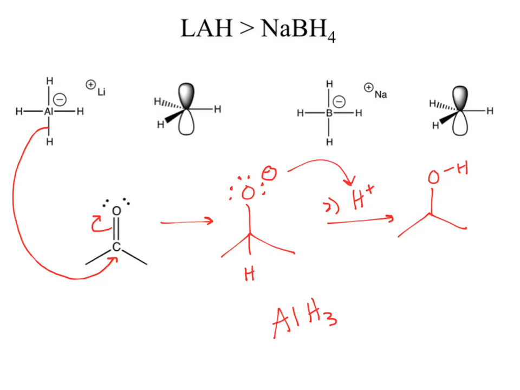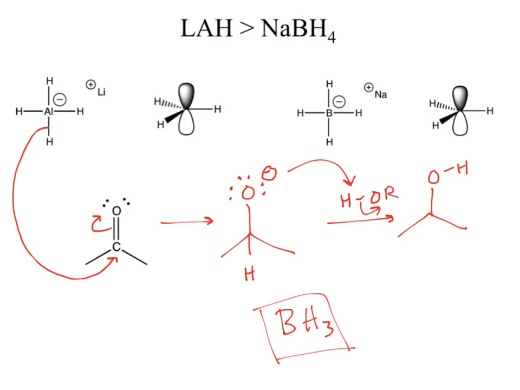What happens if we started with the borohydride? Well, pretty much the same thing, except now our intermediate would be BH3. Where would we get our H+ from? Depending on our solvent, it's either water or it's an alcohol. Either way, you get your H+ from the solvent. Okay.